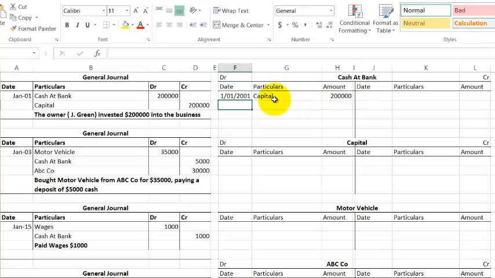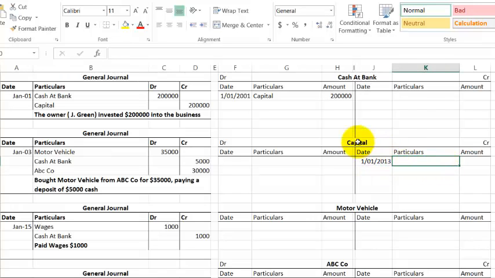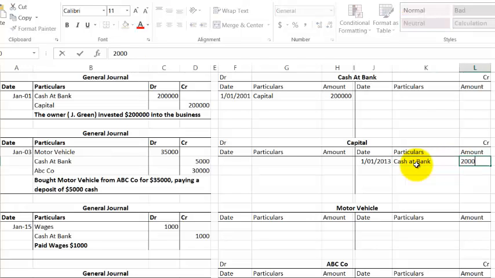So what that says is, on the 1st of the 1st, $200,000 was put into the bank. What was the opposing entry, or the particulars if you like? It came supplied by the capital. So now we've ticked off this one. Now let's look at the next account, which is the capital account. It asks us to credit this amount, $200,000, to the capital account. So we go to the capital account, the date, 1st of the 1st, and the particulars in this instance relate to cash at bank. That's the cross-reference if you like. Cash at bank, the amount is $200,000.